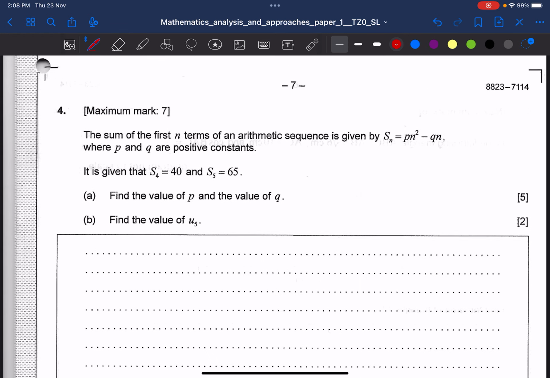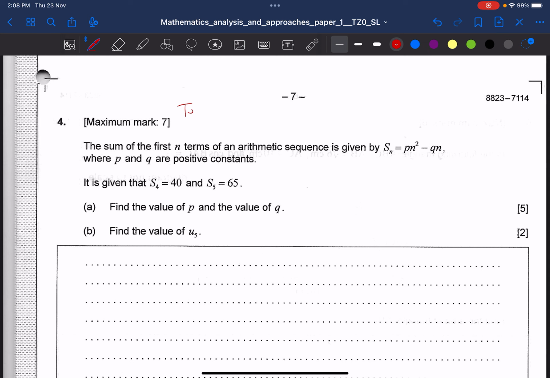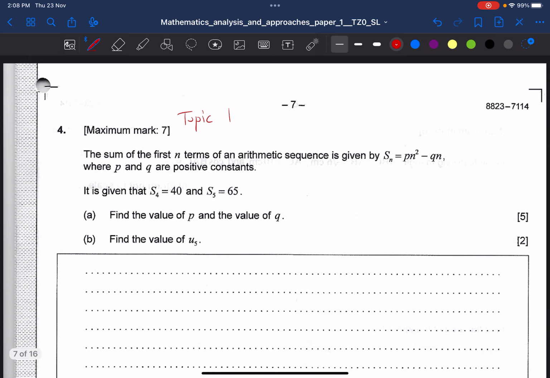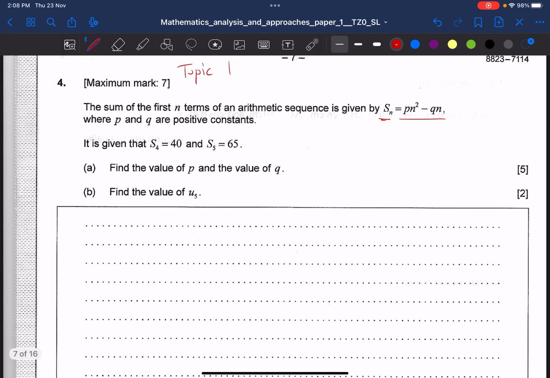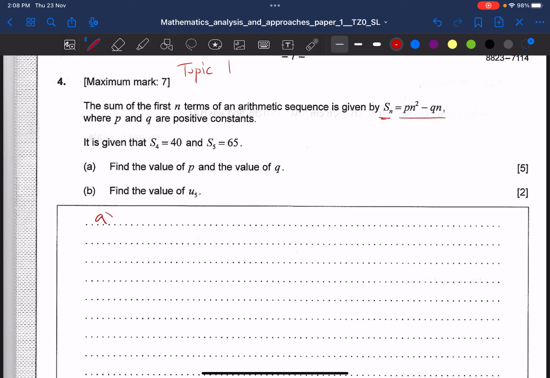Okay, I think this is a series and sequence question, which is like topic 1. Okay, topic 1. So the sum of the first n terms of an arithmetic sequence is given by S_n. Okay, so they give you the sum of n terms this time. Given that S4 and S5 are that, find the value of p and the value of q. 5 marks. So I think it's like a simultaneous equation, right? You've got 2 unknowns and you've got 2 pieces of info. So I think it's obvious. I think I just plug in.